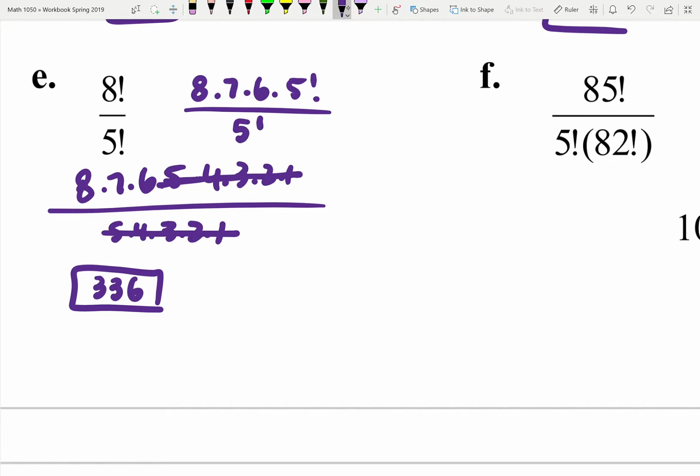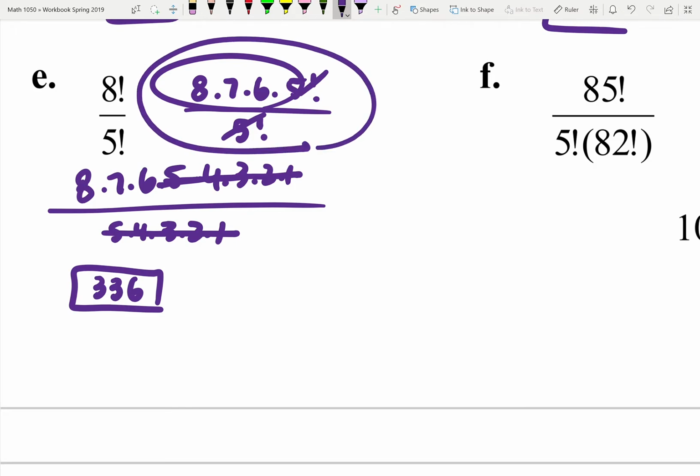Then on the bottom, you have a 5 factorial. So those cancel. I'm left with 8 times 7 times 6. Multiply them together, 336. Okay, so it's the same thing. I just don't have to write it all out. Okay, yes? So do you have to write all of that for right? I think you should probably write that.